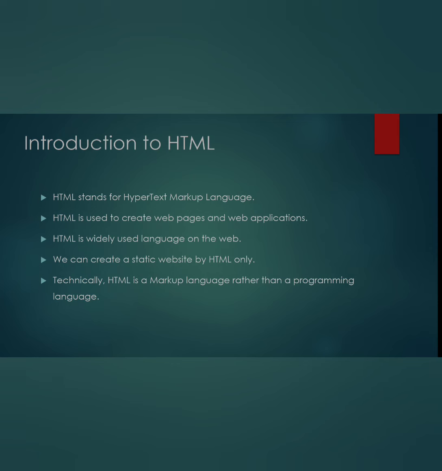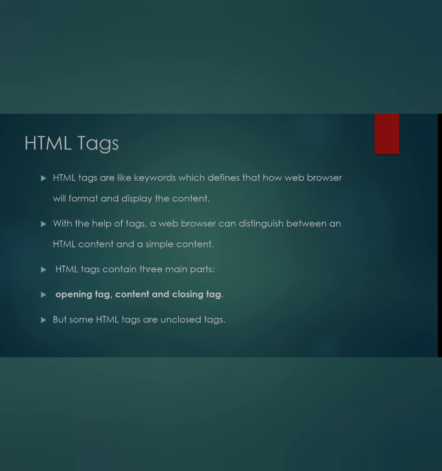That means technically, in today's world, HTML is a markup language rather than a programming language. In HTML, we are going to use a number of tags. HTML tags are like keywords which define how the web browser will format and display the content. With the help of the tags, a web browser can distinguish between HTML content and simple content.